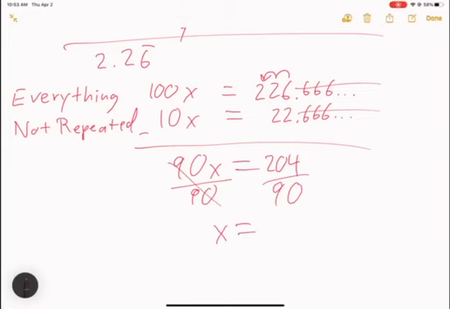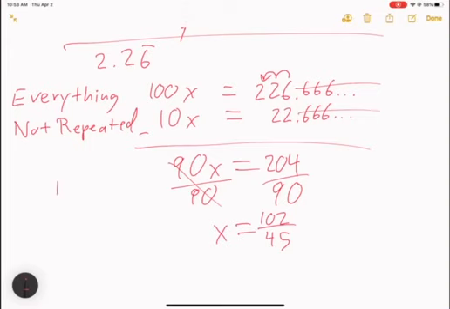X equals, those are both even, so 102 over 45. They're both divisible by 3 because 1 plus 2 is 3 and 4 plus 5 is 9. That's how 3's work. That's how 9's work. You add up the digits and see if they are a number divisible by 3 if it's 3, or 9 if you're working with 9. So those are both divisible by 3.